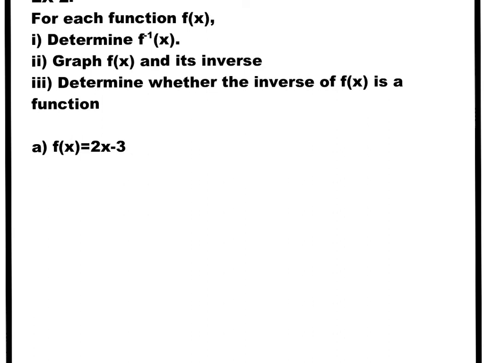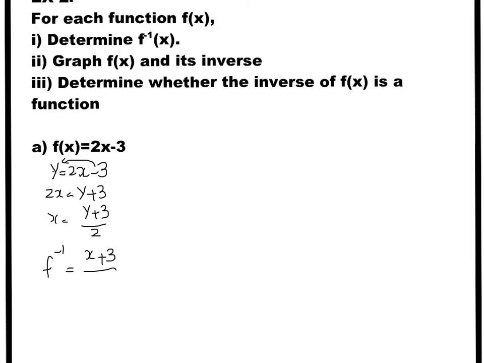The first example we are going to do is to find the inverse of the function f of x equals 2x minus 3. The first thing I'm going to do is write this as y equal 2x minus 3. I have to isolate x, so I'm going to bring negative 3 to the left. So 2x becomes equal to y plus 3. So x is y plus 3 over 2. The last step is to change x with f minus 1 and y with x. That's it. This gives me the inverse function here.